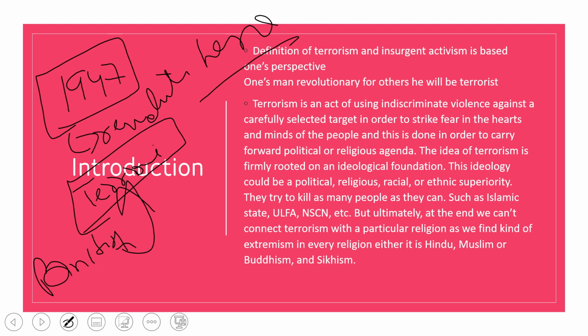So that's what it is in the slide. The definition of terrorism and insurgent outfit activities are based upon one's perspective. One man's revolutionary is another's terrorist. From one perspective, Bhagat Singh was a revolutionary, and for others he was a terrorist. For one he was a freedom fighter, for others he was an insurgent or a terrorist.